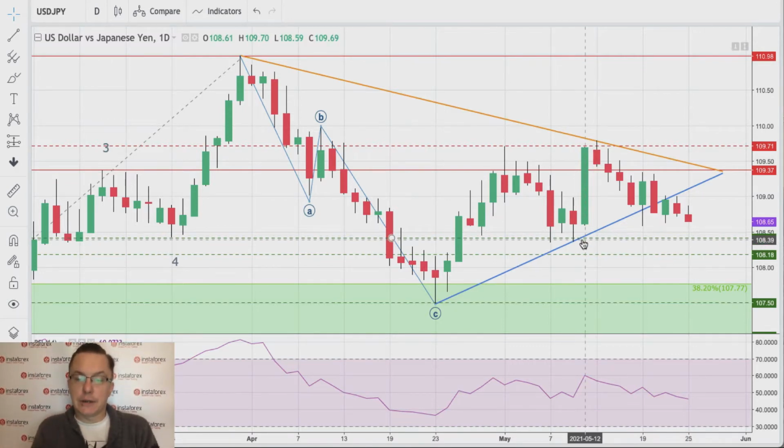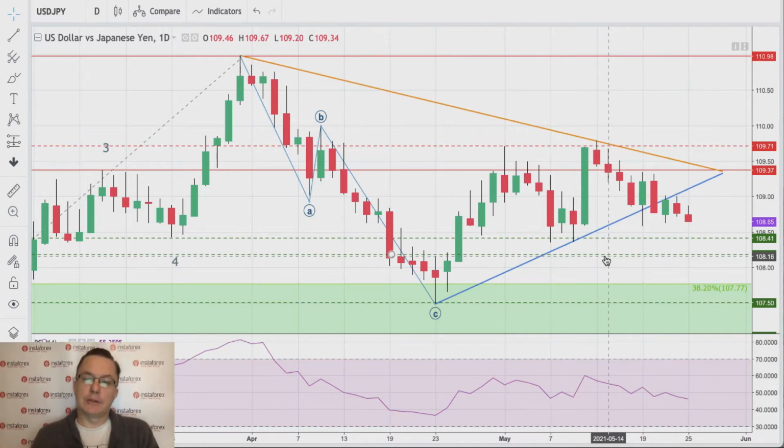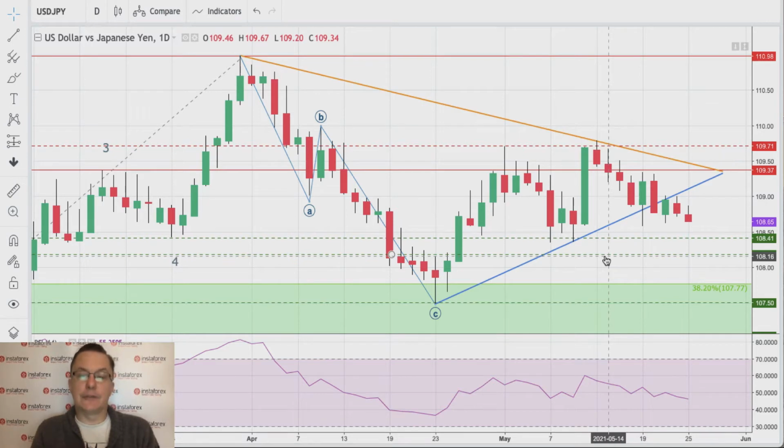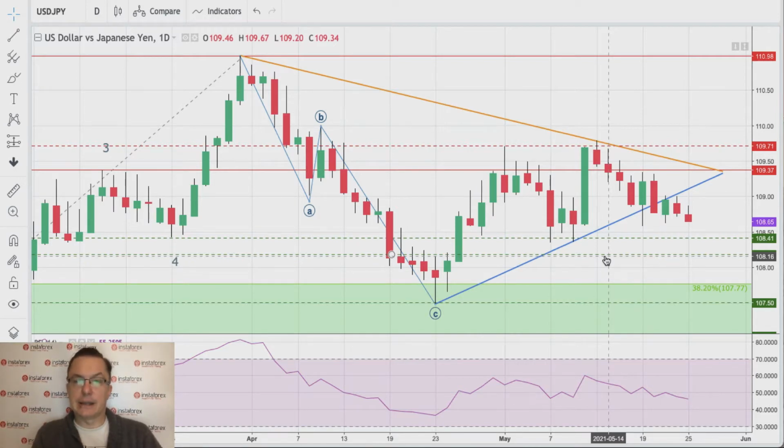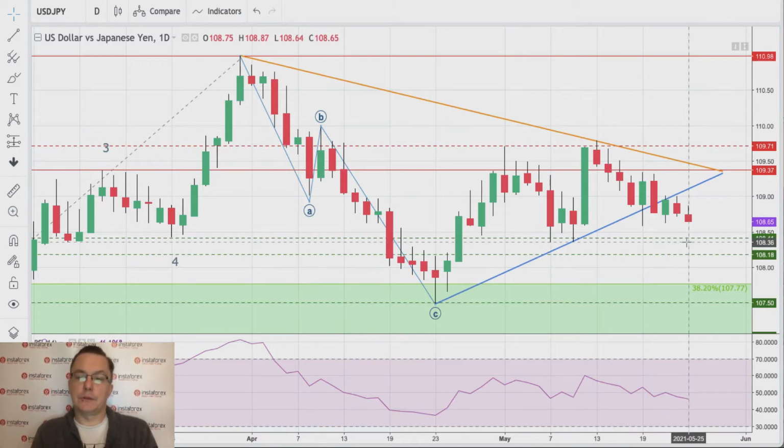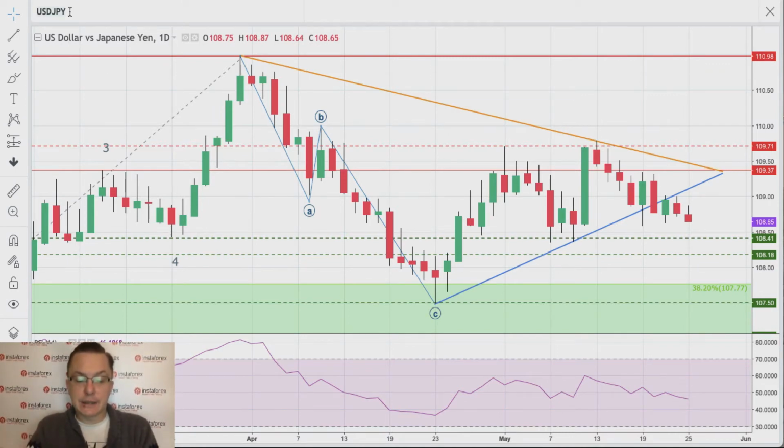The other level here is 108.18, of course. So it looks like our strategy of a triangle is working very well, and we should see another wave down in the US dollar to Japanese market. Of course, this is daily time frame chart, so it might take a little bit longer for the market participants to move in this direction, but it's still a valid scenario, the down scenario towards 108.41.